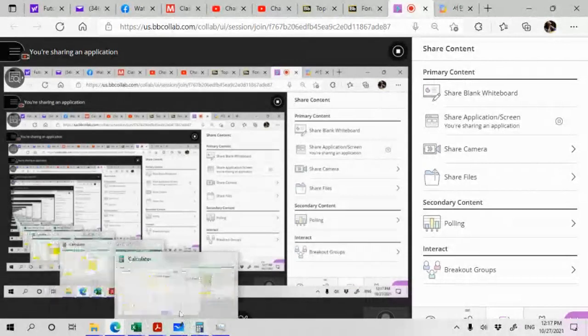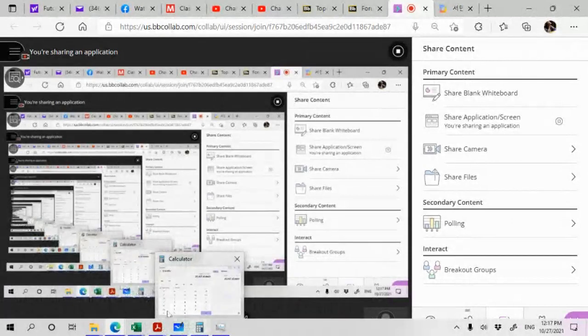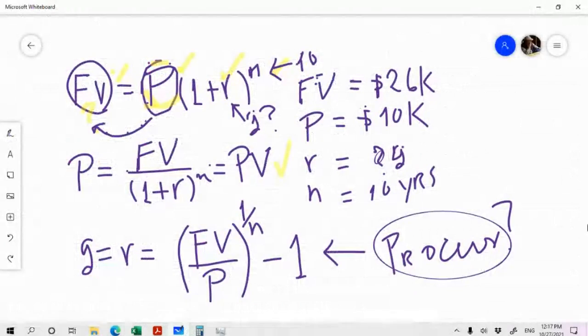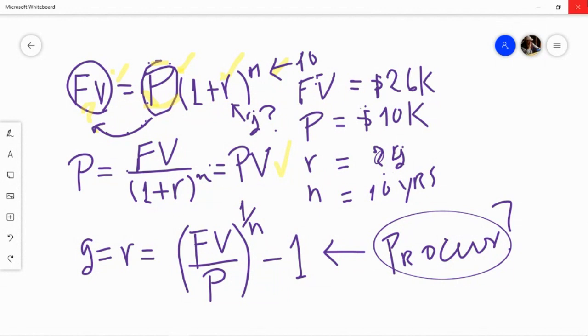Next. Okay, now we know basically how to find future value and present value. In other words, how to do compounding and discounting with compounding frequency greater than one, right? In other words, with multiple period compounding, right?